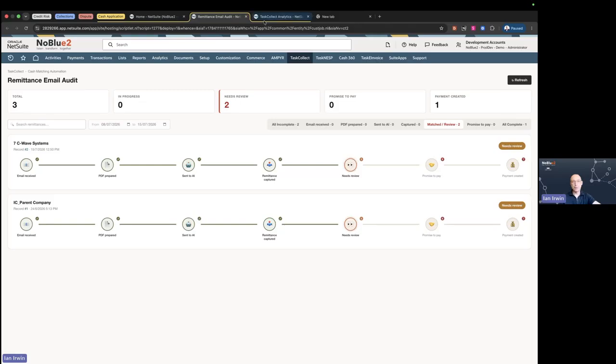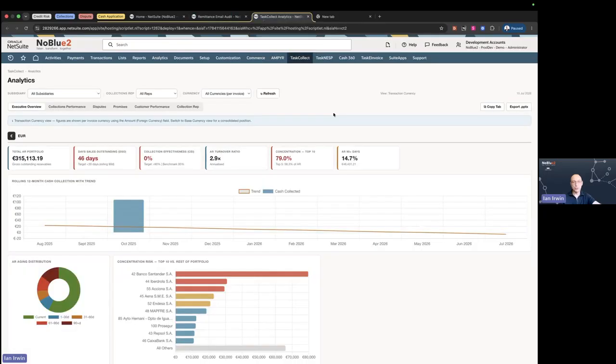One final thing just to look at, seeing as though we're here, we have also introduced a new analytics engine, which we're seeing here, which of course carries through all of the information now, including the remittance information that we've just spoken about.